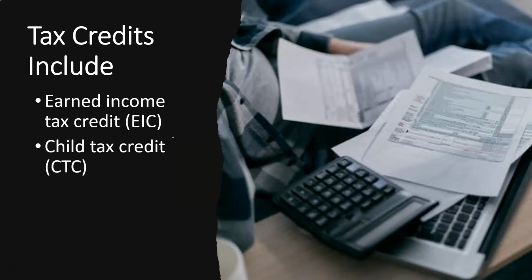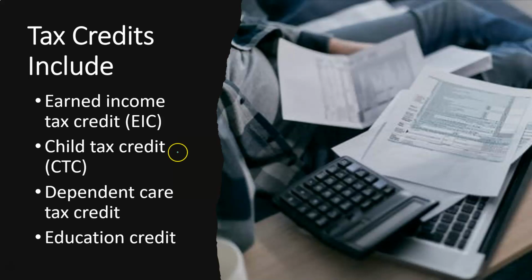We've got the child tax credit, the CTC. This is another quite common tax credit. Dependent care tax credit, another common tax credit, and then we have education tax credits. So these are just some of the more common types of tax credits. Again, you can look into more detail on them and research them individually. I would go to the IRS website to start that research, irs.gov.